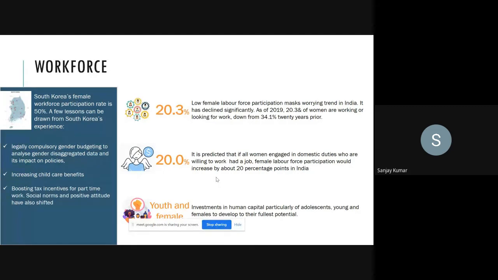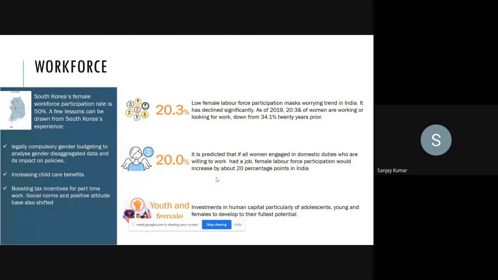They adopted measures like legally compulsory gender budgeting for each department. They analyzed gender disaggregated data for planning, and then they had their plans and policies. They raised the child care benefits so that women can go out to work and contribute to the economy. They also provided a lot of tax incentives so that women, if they are not able to do full-time work, can take up part-time work. And if you're working part-time, your tax liabilities are much lower as compared to full-time. So these are the policies which they adopted to encourage female labor force participation.